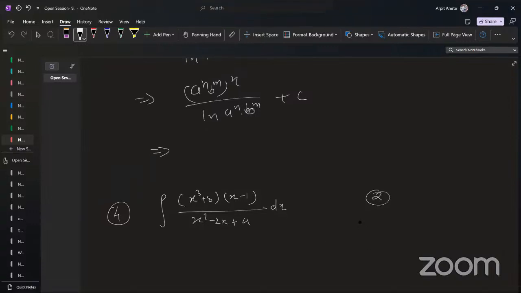How will we approach this question? Any idea? Yes, sir, we just use the a cube plus b cube formula to factorize the numerator, and then the denominator would cancel out. Okay. Then we will be left with the numerator as x plus 2 multiplied by x minus 1, and then integrate it. Okay, let's try to solve this.